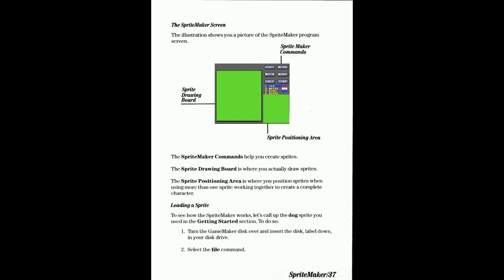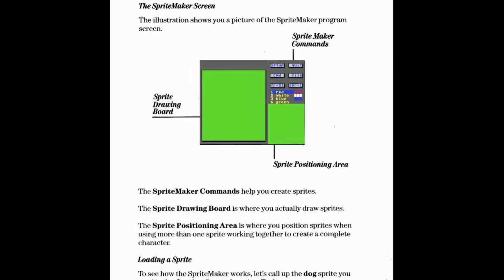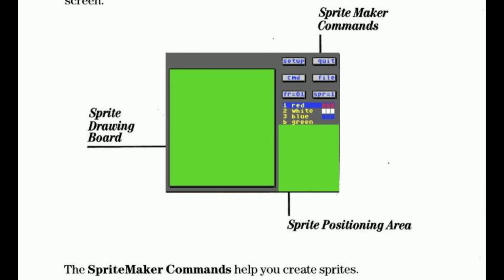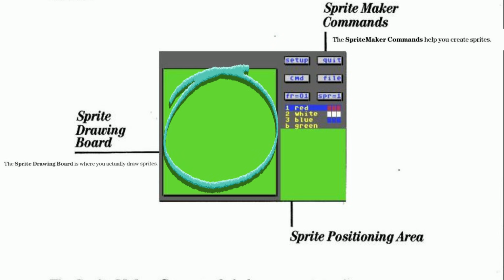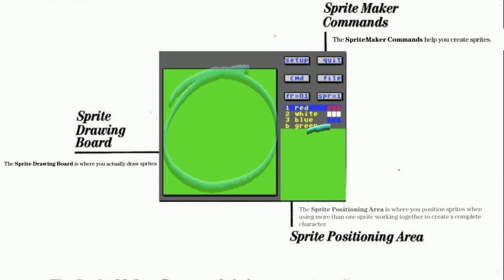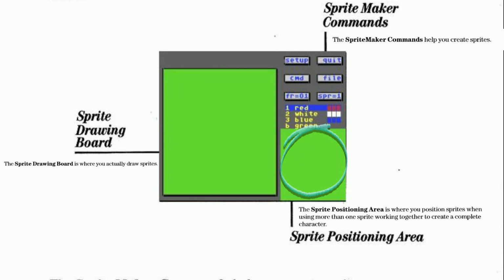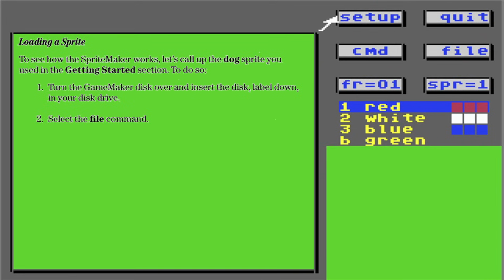The Sprite Maker screen. The illustration shows you a picture of the Sprite Maker program screen. The Sprite Maker commands help you create sprites. The sprite drawing board is where you actually draw sprites. The sprite positioning area is where you position sprites when using more than one sprite working together to create a complete character.